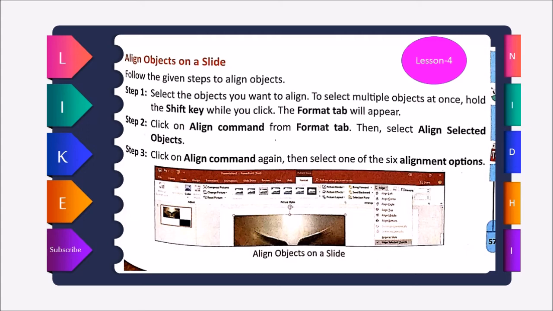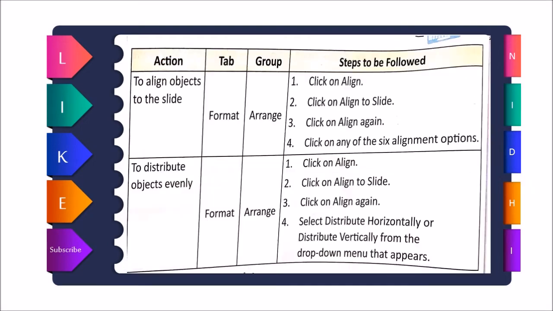We will find 6 alignment options, that is align left, right, bottom, top, like this. So we select the particular option that we want. Like this we can select the alignment. So see here what the different alignment options are, to align objects to the slide.